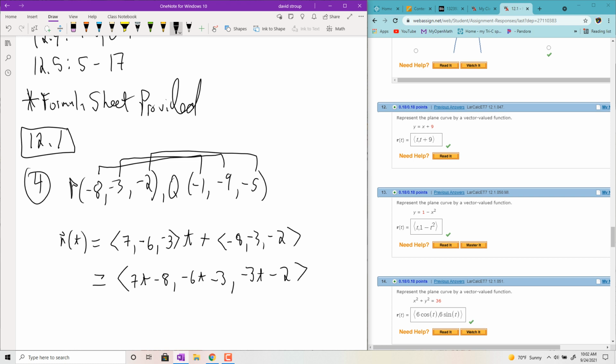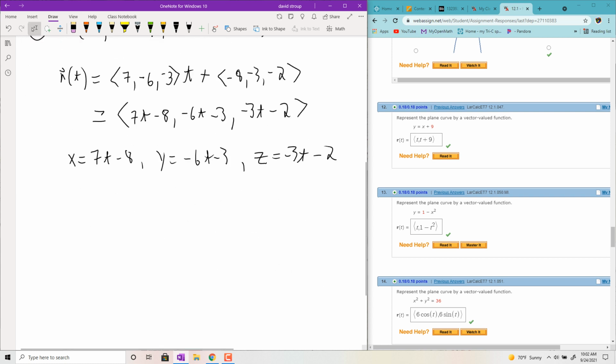Now I've got to get the parametric equations, and that's simple. You just take the components and set them equal to x, y, and z. So x is 7t minus 8, y is negative 6t minus 3, and of course then z would be negative 3t minus 2. So it's a fundamental thing that everybody should be able to do.